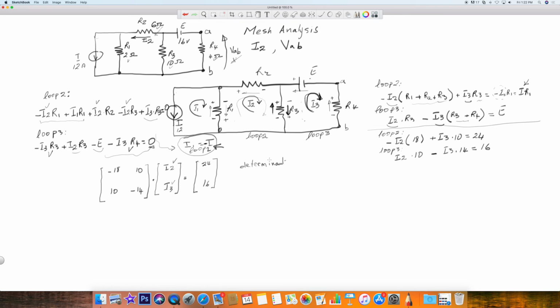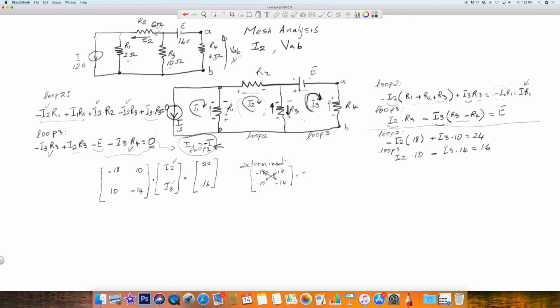Let's hope I spelled it correctly, right? So the determinant for this: as a reminder, you take your minus 18 here, your 10, and minus 14, and you're going to cross multiply in this manner, except you're going to subtract the second member here. So you're going to subtract this part right here.